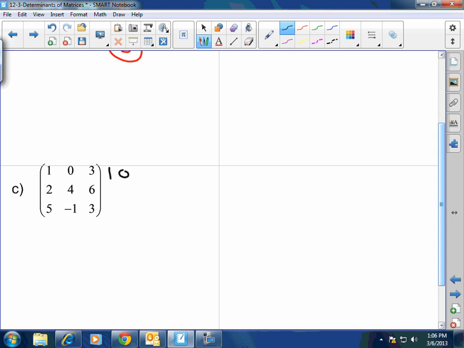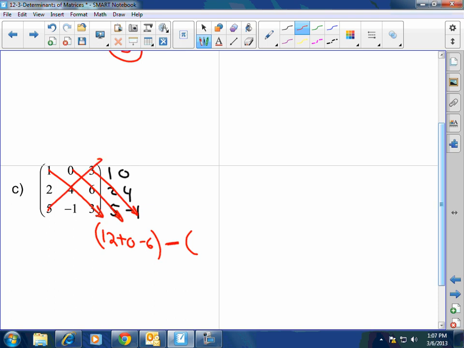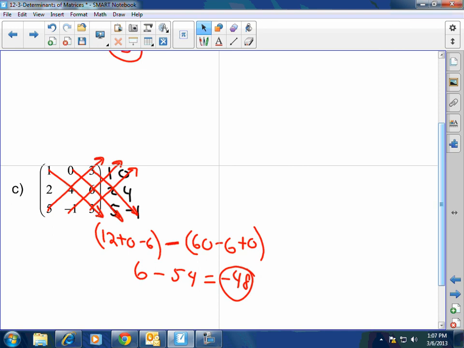Here, 1, 0, 2, 4, 5, negative 1. 1 times 4 times 3 is 12. 0 times 6 times 5 is 0. 3 times 2 times negative 1 is negative 6. Minus 5 times 4 times 3 is 60. Negative 1 times 6 times 1 is negative 6. And 3 times 2 times 0 is plus 0. So I have 12 minus 6 is 6 minus 54. So that's going to equal negative 48 is my determinant, gentlemen.